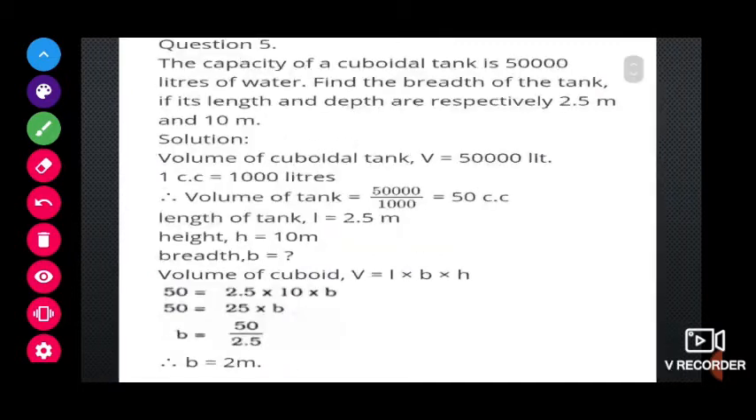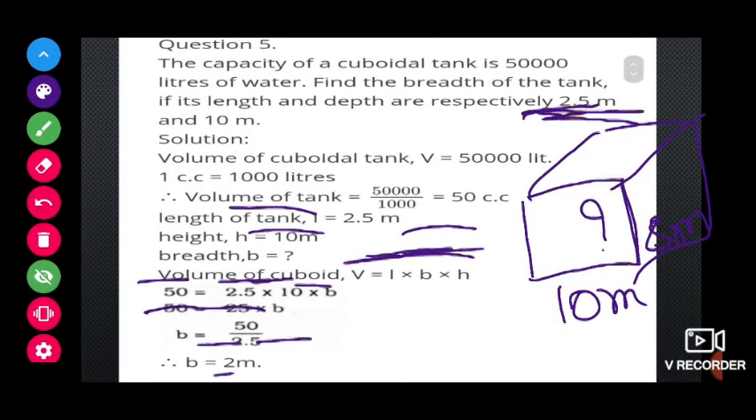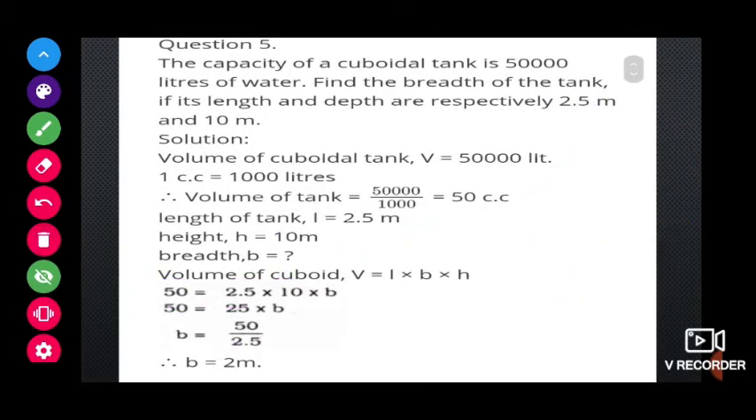Next, question number 5. The capacity of a cuboidal tank is 5000 liters of water. Find the breadth of the tank if its length and depth are respectively 2.5 meters and 10 meters.